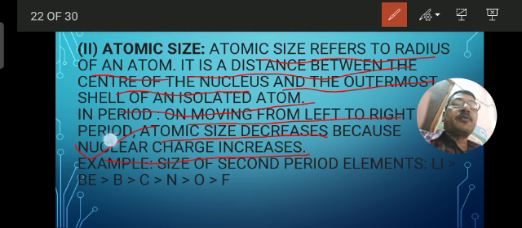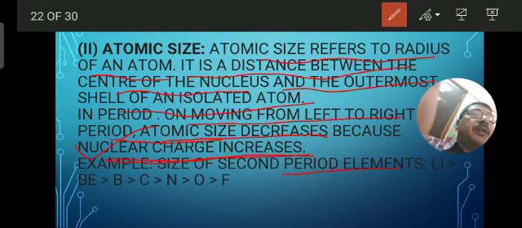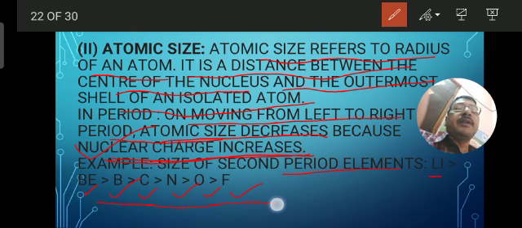Okay, on moving from left to right in a period, atomic size decreases because nuclear charge increases. Keep in mind, this point is very important. Okay, maximum questions are asked from this section. Example, size of the second period elements: lithium, then beryllium, boron, carbon, nitrogen, oxygen, fluorine. This size is going on decreasing. Understand why it is decreasing? Because the nuclear charge is increasing. Because atomic number is increasing, so the number of protons in the nucleus will also increase. Clear, students?